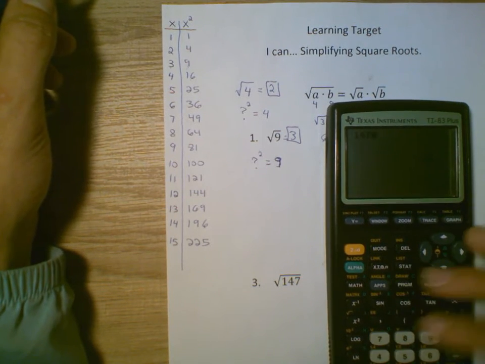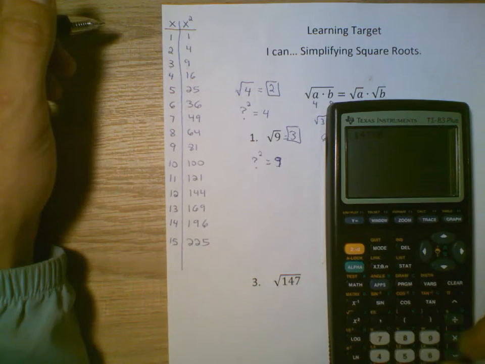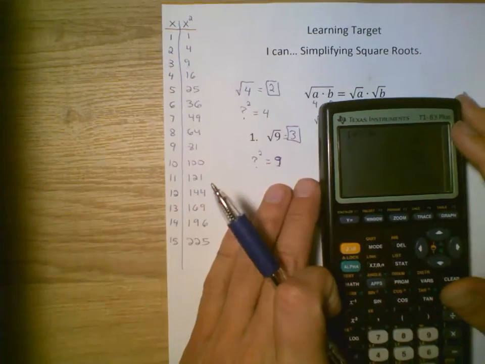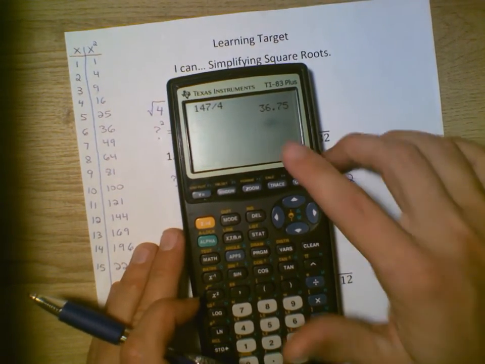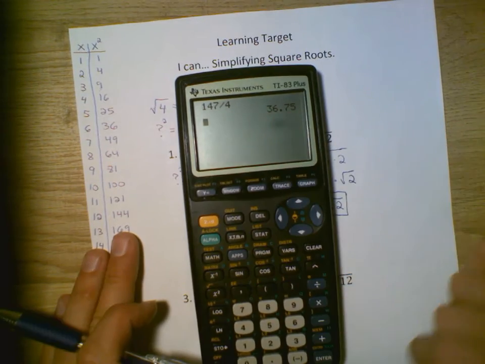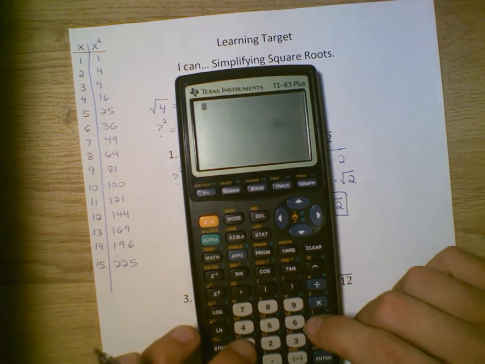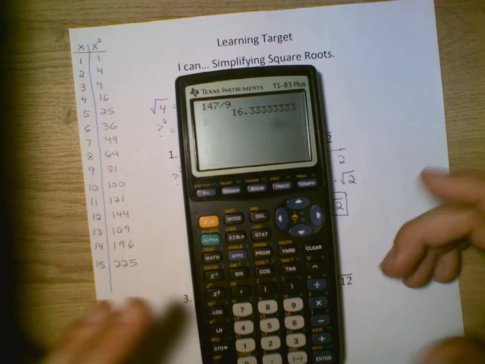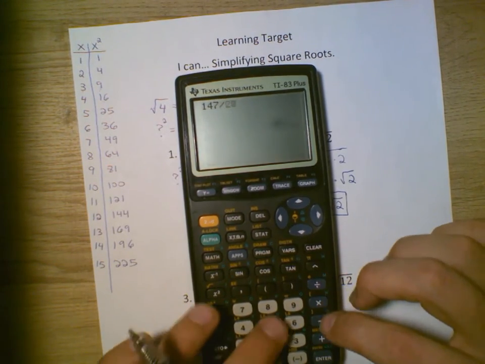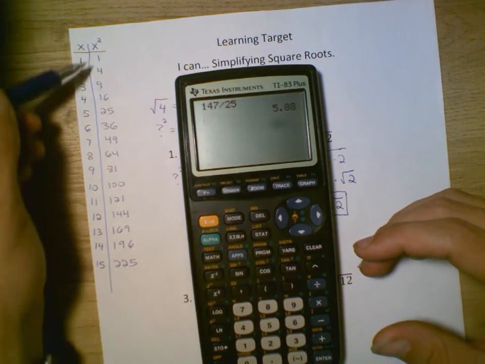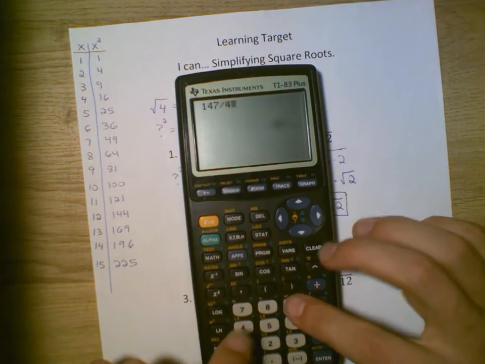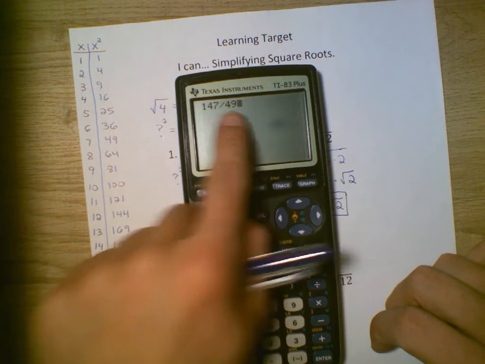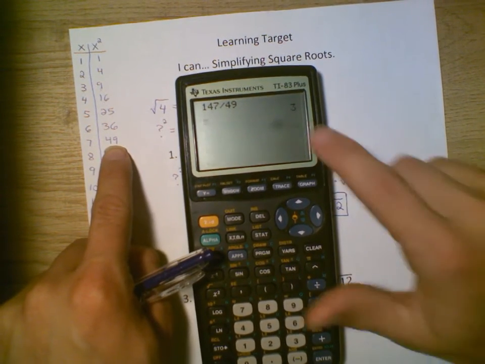So if I take 147 and divide that by 4, you'll notice that does not go in evenly. I get a decimal, okay? I want it to divide in evenly. So that one's out. If I take 147 divided by 9, same thing. 147 divided by 25, same thing. And if you check these, you're going to find that the one that goes into it is actually 49. When I divide by 49, that perfect square, I get 3.